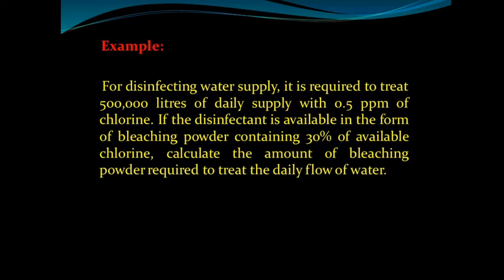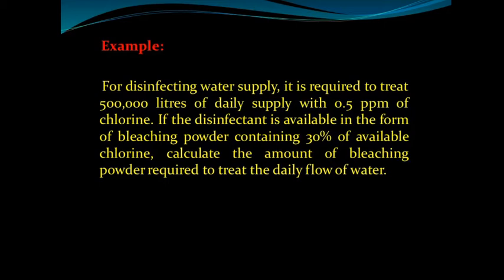Suppose you are going to treat water, and the chlorine dose for the treatment of water is 0.4 mg per liter. After addition of that 0.4 mg per liter dose of chlorine to the water, after 30 minutes you get 0.2 mg per liter of residual chlorine. So how much is the chlorine demand? That is nothing but the chlorine dose minus the residual chlorine. The chlorine dose is 0.4 mg per liter.